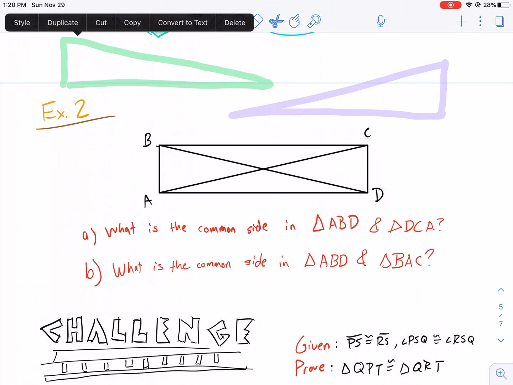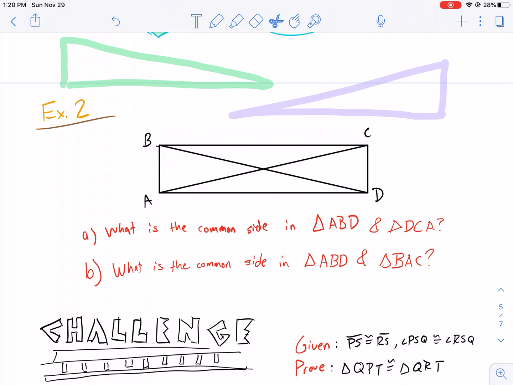Okay, so we have ABD. ABD is the green one, DCA is on the right. What is the common side? Well, it might be hard after you separate them to see, but there is a common side here. Now, you might say, oh, they have the same length here. Well, we don't know that. You're making an assumption based on information that we don't have available to us. So we have to go based on the diagram alone.